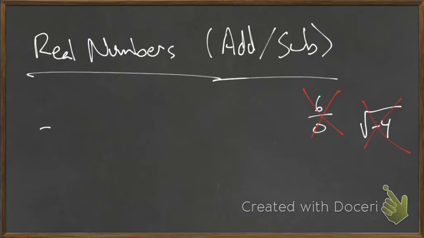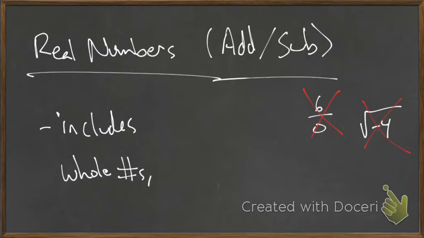So I'm going to write includes. Can we write this on ours? Yeah. Real numbers includes whole numbers. So like counting numbers 0, 1, 2, 3, 4, 5, 6, 7, 8. Integers. And this is a fun one.